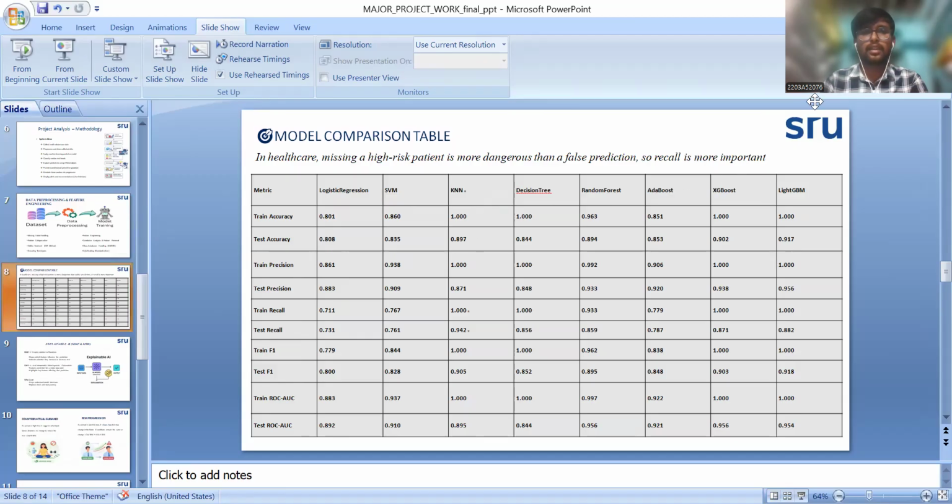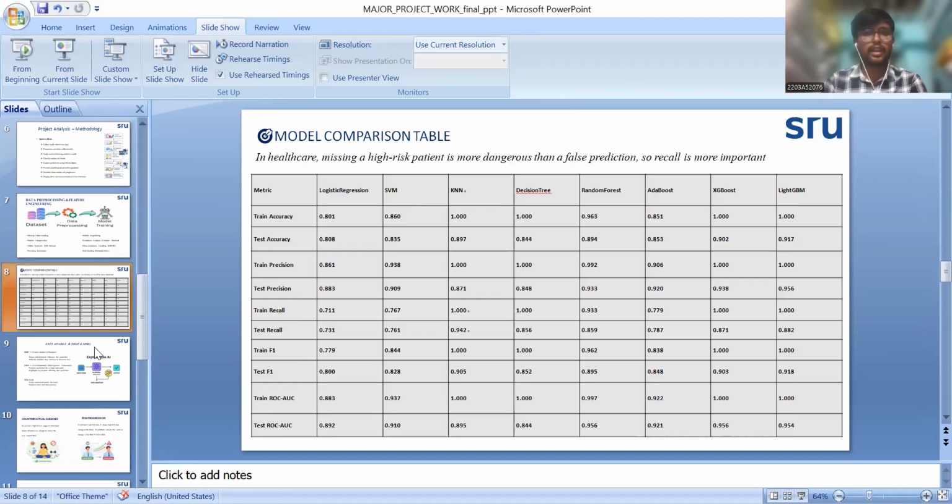In healthcare, missing a high-risk patient is more dangerous than a false prediction. So recall is more important. So more than accuracy, we choose recall in healthcare. We have calculated different metrics as I mentioned here using multiple machine learning models, out of which KNN gave us the best results.